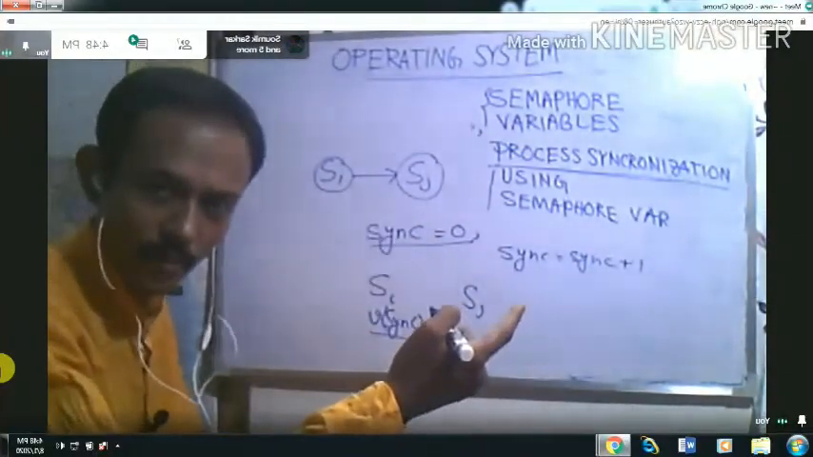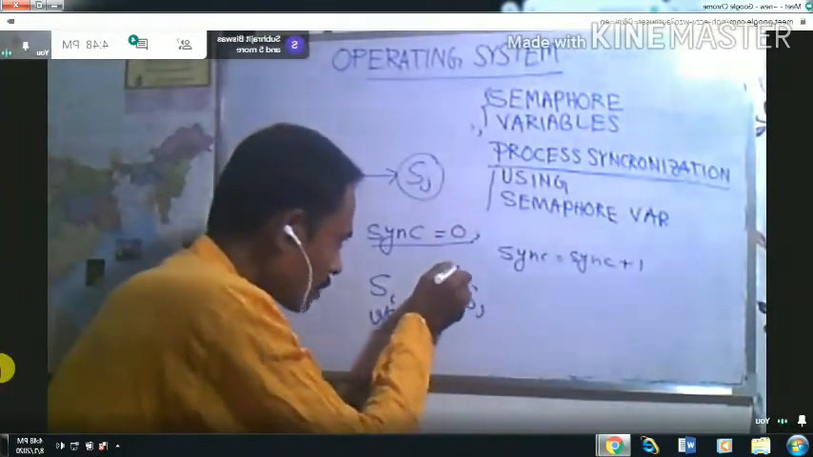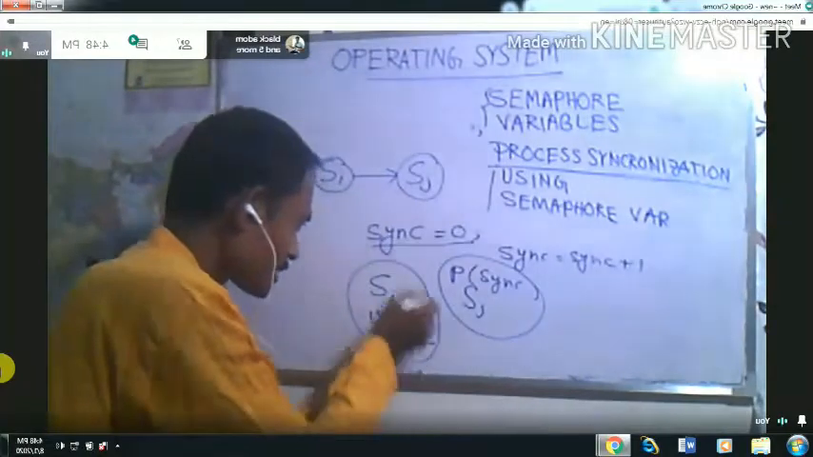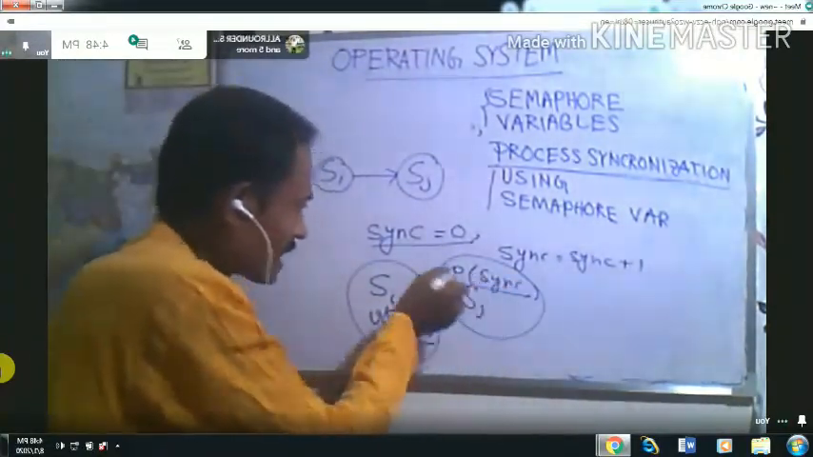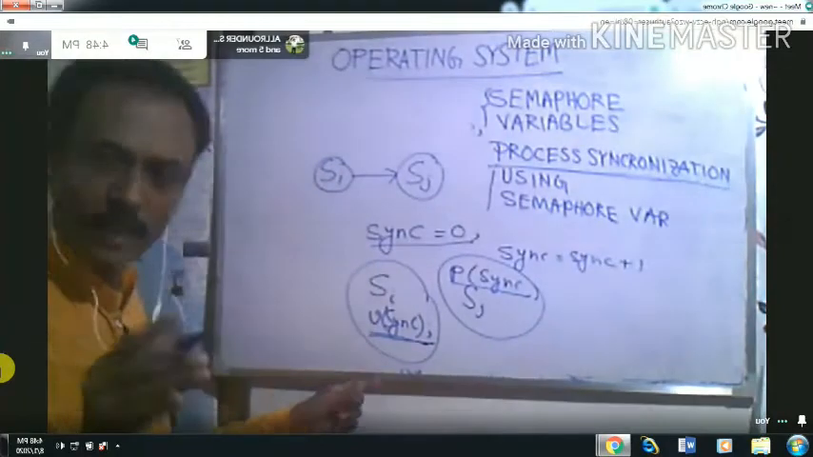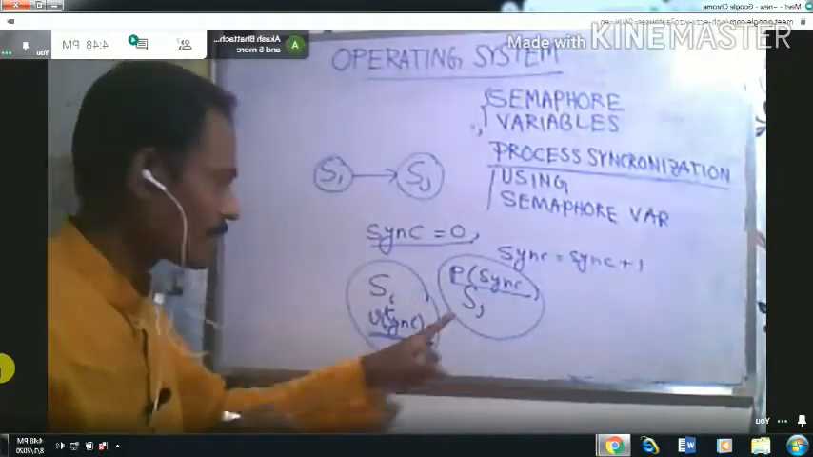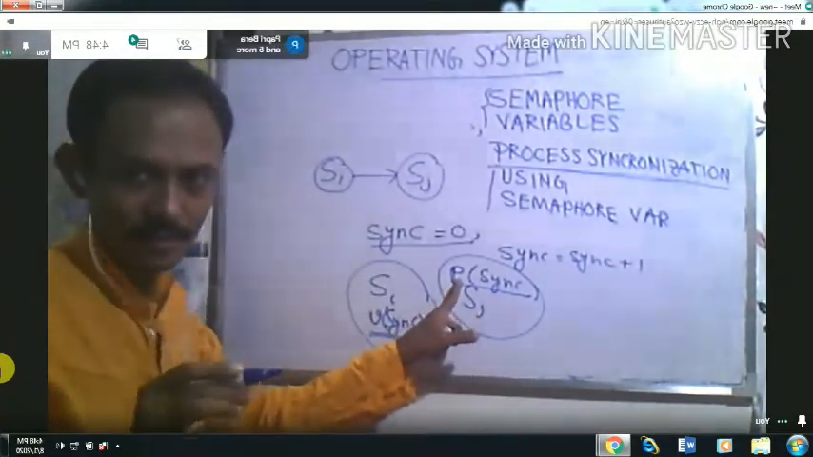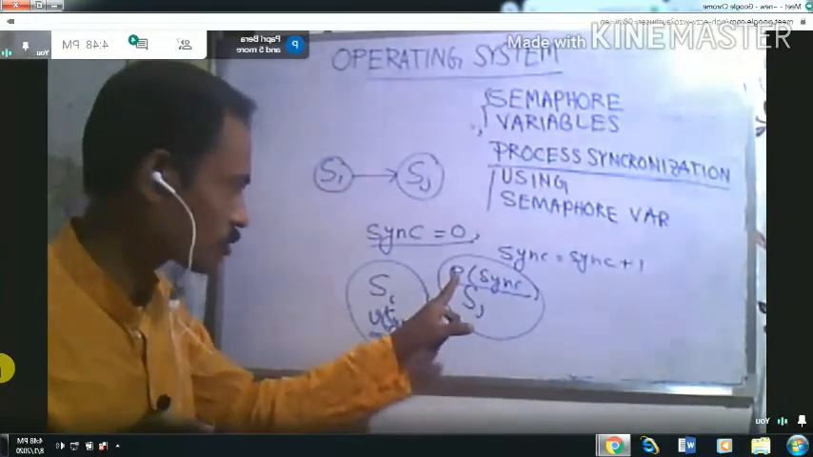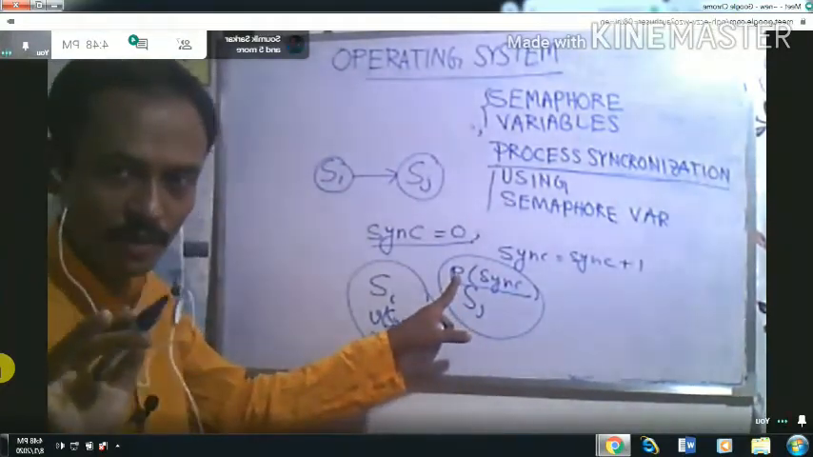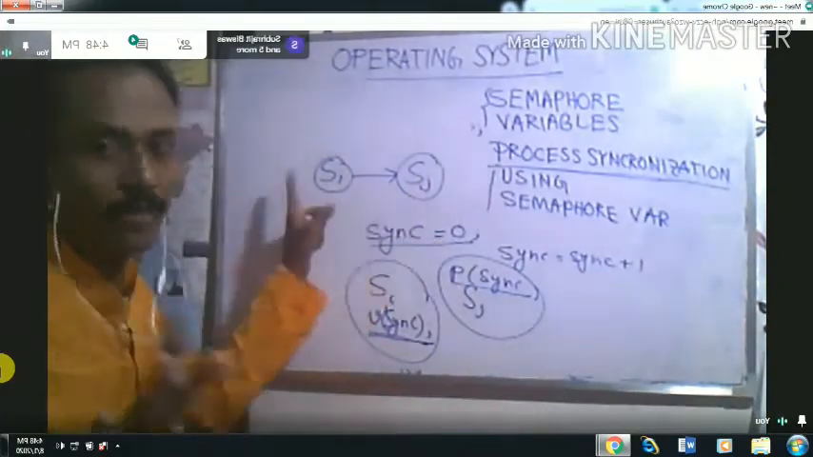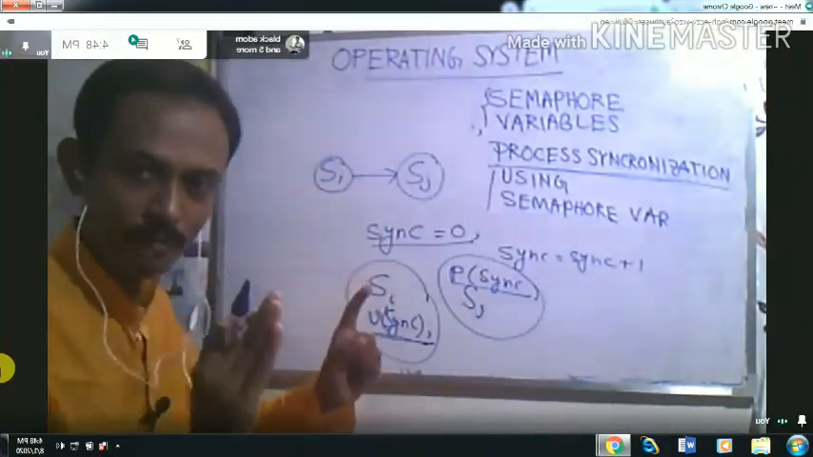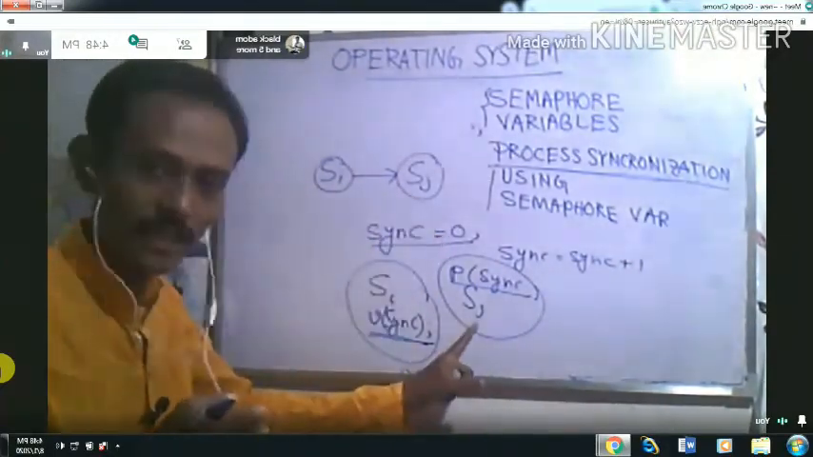And suppose there is a P sync. Suppose this is a process and this is a process. This process will execute P sync and this process executes V sync, and they execute simultaneously. Consider that SJ tries to execute P sync. What is our condition? Our condition is that SJ cannot execute before SI, because SJ is dependent on SI. So anyway, you have to stop the execution of SJ before SI.